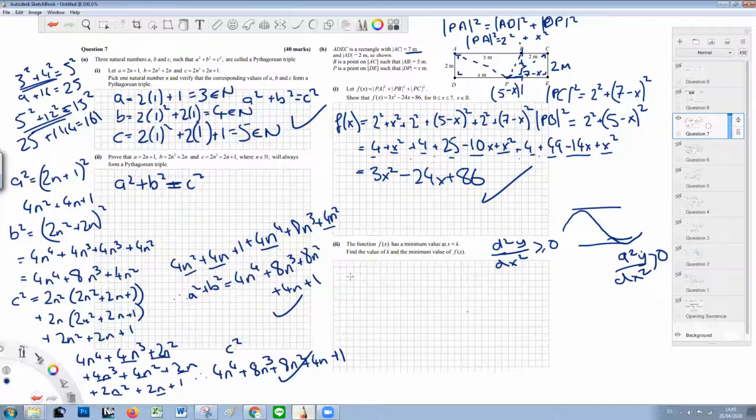So you have to find f dash of x. That's going to be 6x squared minus 24. And the second derivative of it, f double dash of x, is going to be 6. And that is greater than 0. So that is our minimum.